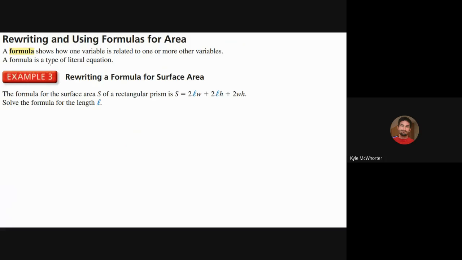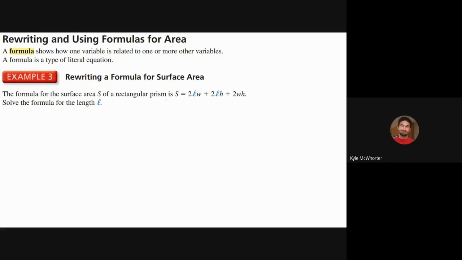So, rewriting and using formulas for area. Sometimes you'll be like, all right, this is the formula for the area of a cube, or the surface area of a cube, or the area of a rectangle. And what you can do is solve the literal equation for what you want and then just plug the numbers in at the end. This comes in handy in science classes where you're going to be using the same formula over and over again. You can take the formula and rewrite it, solved for different variables, so that it'll make it less work for you in the long run.